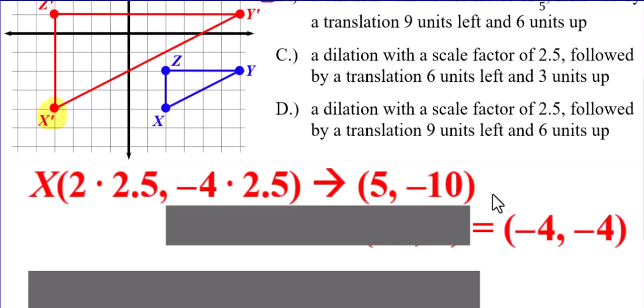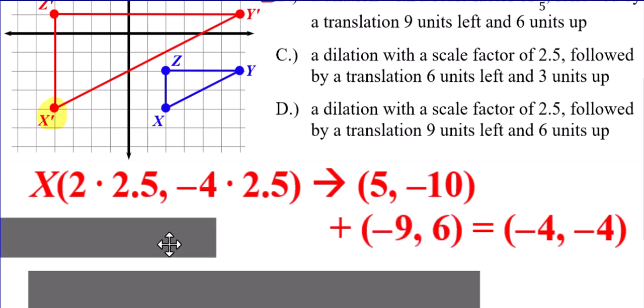Now, would that be a translation 6 units left and 3 units up, or would it be 9 units left and 6 units up? Left means negative. 5 and negative 9 would give me negative 4. Negative 10 and positive 6, because going up is positive, would give me negative 4. So, boom, I just figured it out. It's a translation of 9 units left and 6 units up.